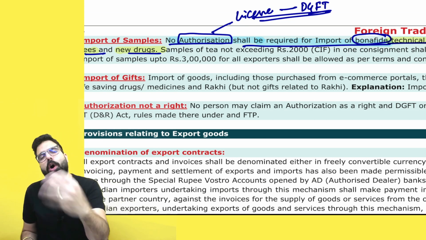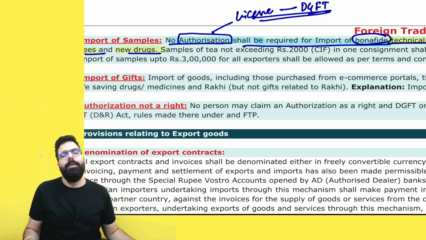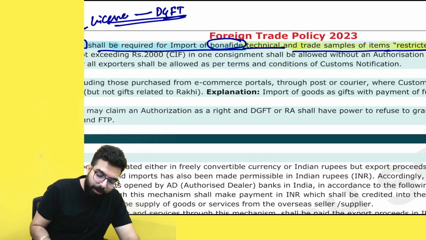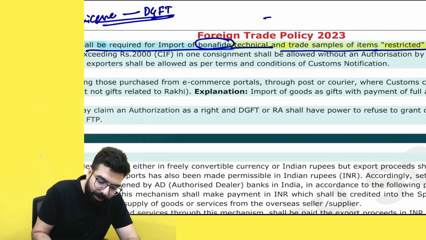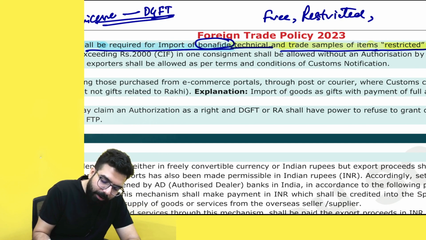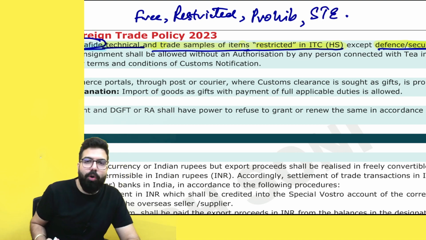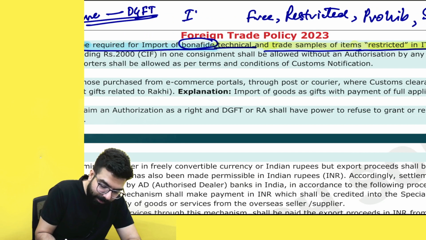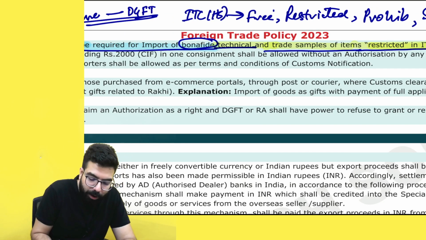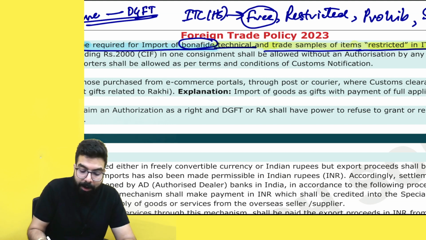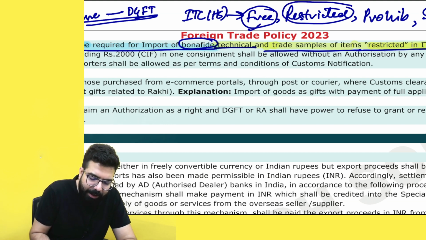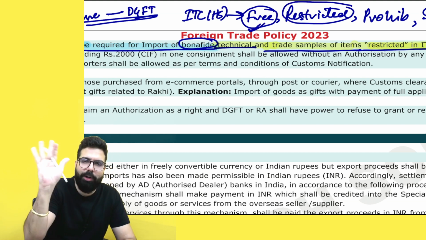Otherwise, normal import of samples, even if, Baba, see, those items, there are 4 categories of item. One is freely importable, one is restricted, one is prohibited, and one is state trading enterprises. So whenever you go and see your ITC-HS, for every item against every HSN code, they have told whether this item can be imported freely. If this item is freely importable, then no tension. Import and export, aram se, no tension.